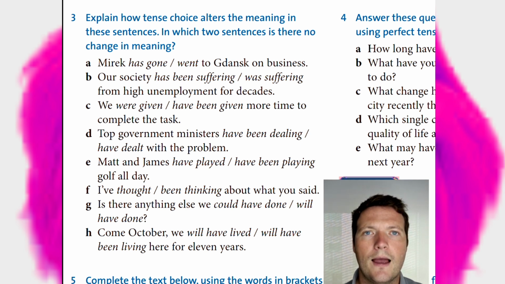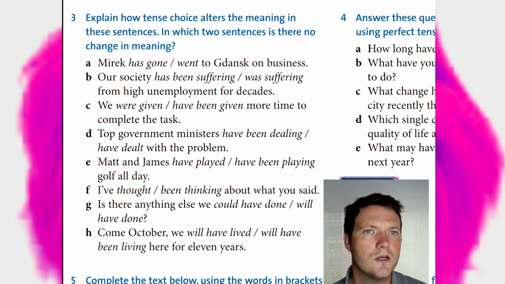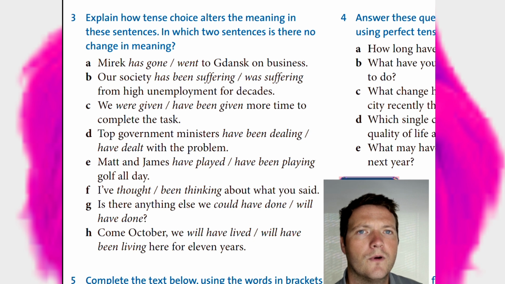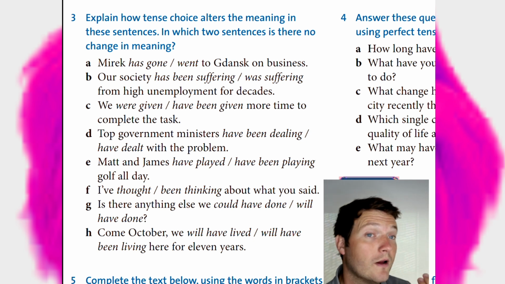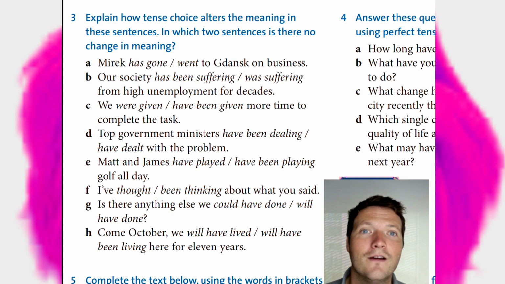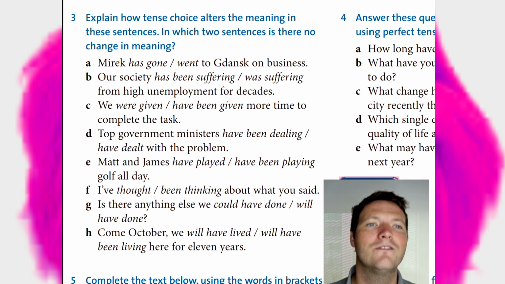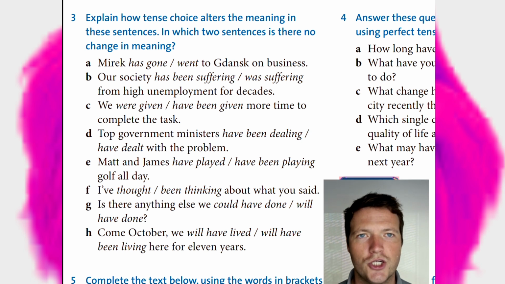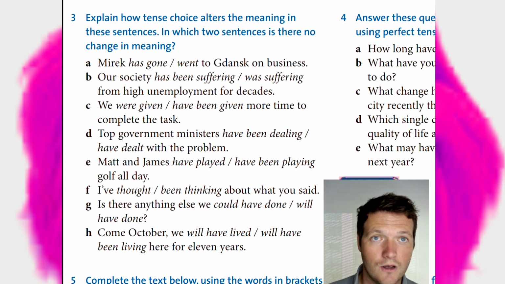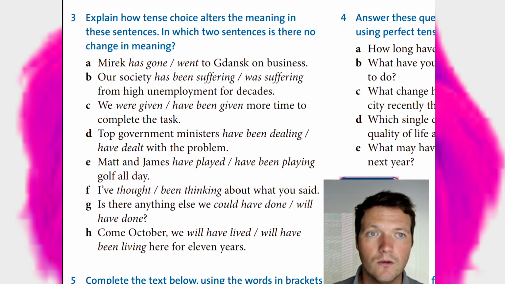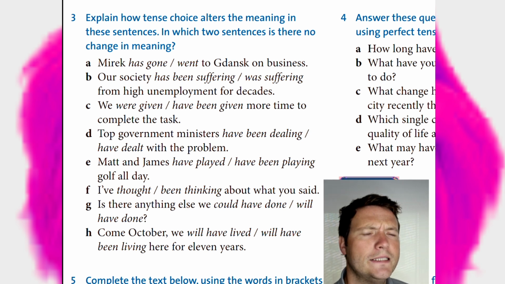Okay, B. Our society has been suffering, or was suffering, from high unemployment for decades. Right, well, has been suffering from high unemployment for decades suggests that it is still suffering from high unemployment. This is an ongoing situation. Was suffering means that we have come out of that suffering now, and we are no longer suffering from high unemployment.